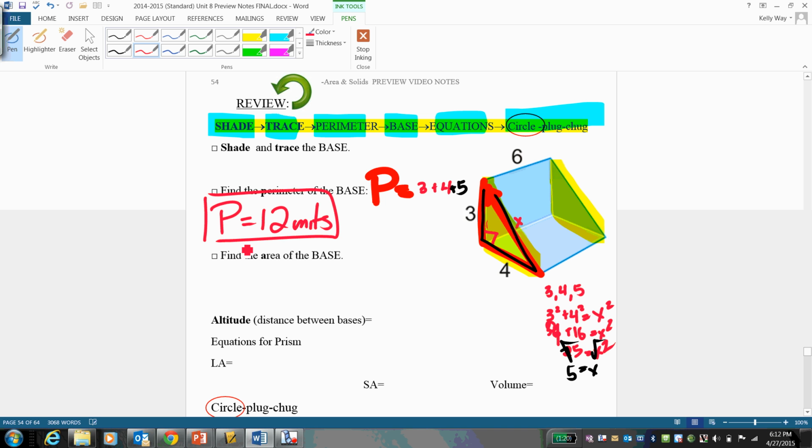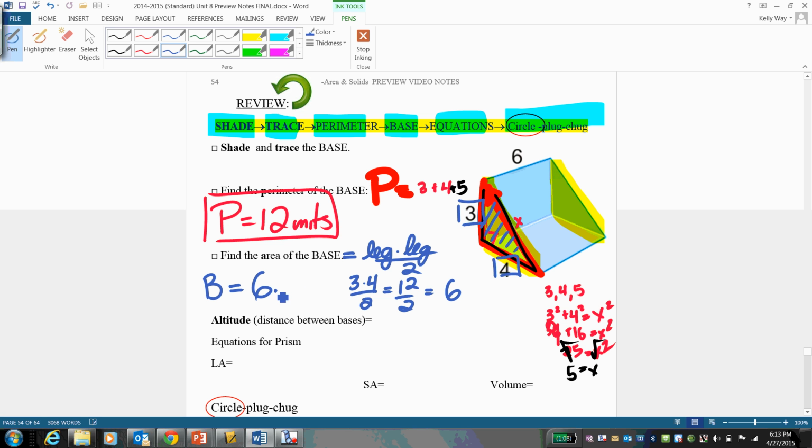Now we want to find the area of the base. And that's a right triangle. So we write base area equals leg times leg over 2, because it's a right triangle. That's 3 times 4 over 2. 12 over 2, our base is 6. So right here, capital B, our base is 6 units squared.